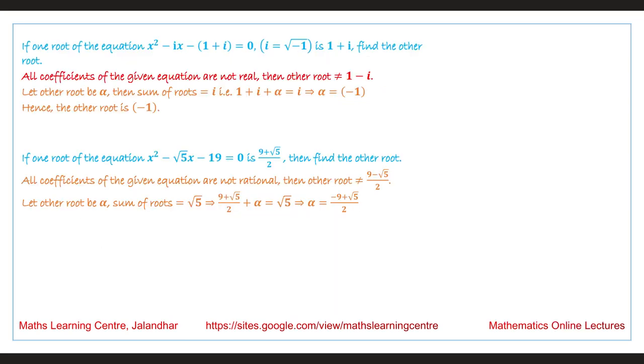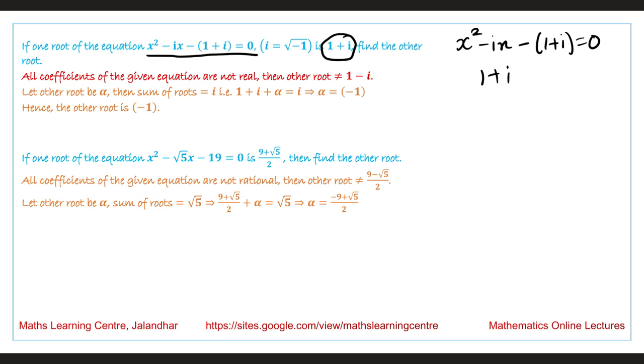Next is, if one root of the equation x square minus iota x minus 1 plus iota is equal to 0 is given to be 1 plus iota, we have to find the other root.